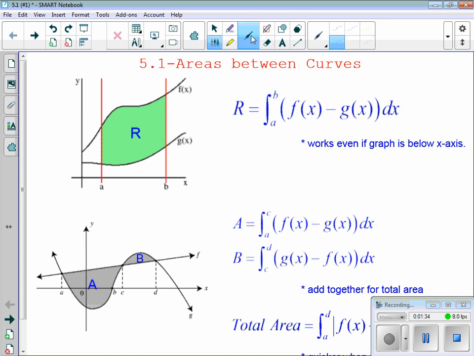So what you do is you take the integral from A to B, take your top curve and subtract your bottom curve. This works even if it's under the x-axis, so don't think you have to flip them or anything like that. You're taking this smaller negative and subtracting a bigger negative, so it's going to give you that positive area you're looking for, even if it's below the x-axis. So just top minus bottom.